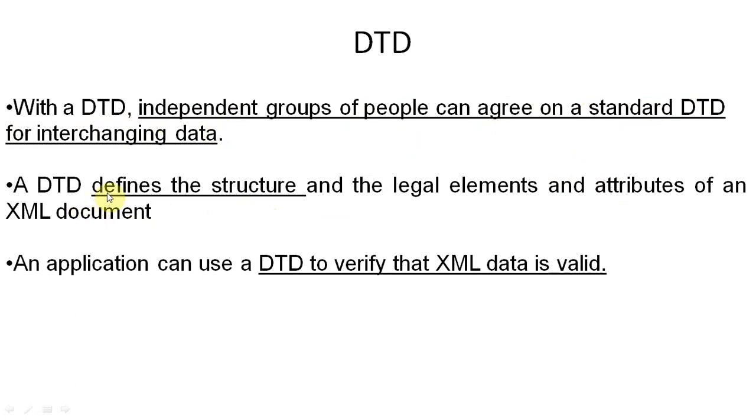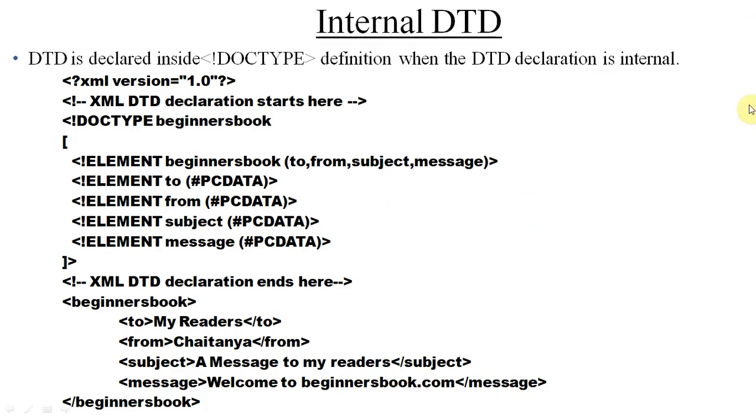This is also an important point: DTD defines the structure and the legal elements and attributes of an XML document. An application can use DTD to verify that the XML data is valid. We have repeated this point, that it verifies whether the data is valid or not, as well as defining the structure of data. Here we have given the structure of data. In this line you can see the beginner's book having four elements: to, form, subject, message. These are the four elements.